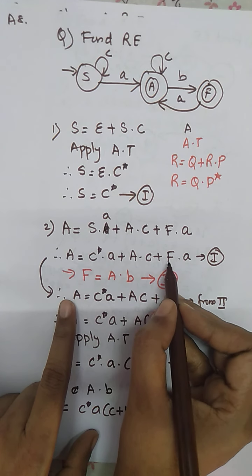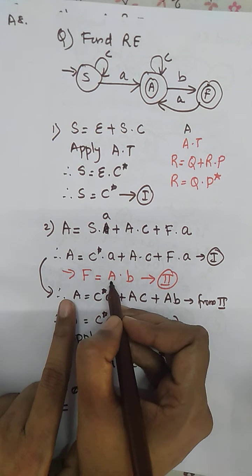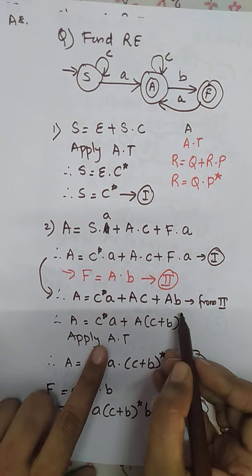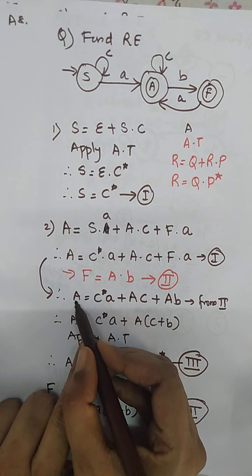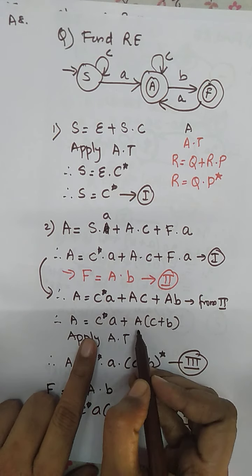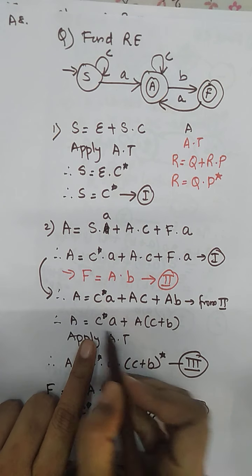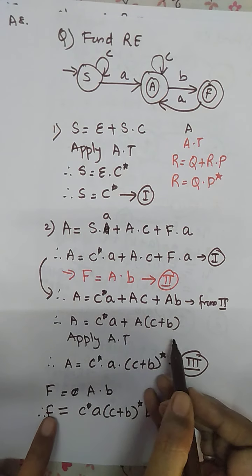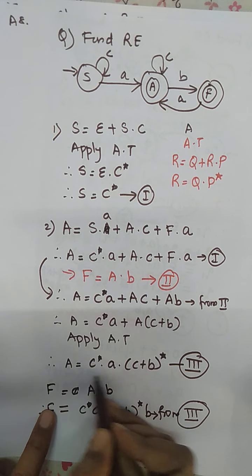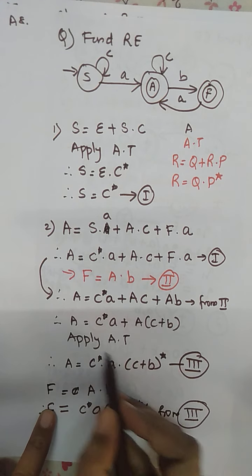That means now we can convert this F in terms of A dot b. So put this value of A b in this equation. What are we going to get? We will get A in the form of A only. So we will take A common, and we will get (c plus b). Now this is in the form of Arden's theorem, and we can reduce the value of A. That is, the regular expression of A will be found by applying Arden's theorem.